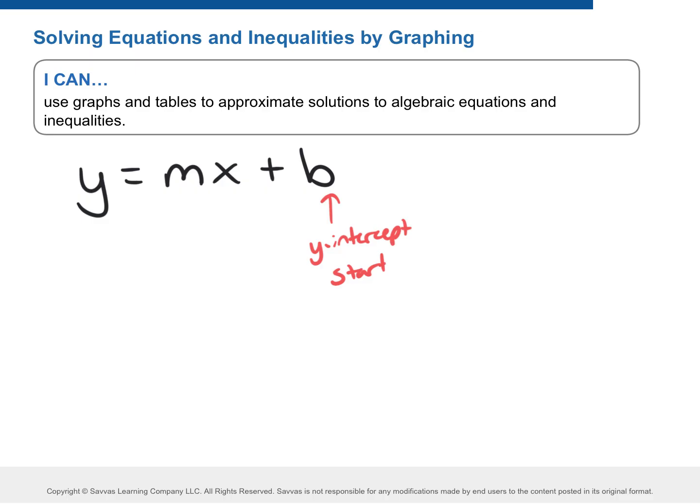And what helps us get the rest of the points? The m. What does this m stand for? The slope. Okay, so we practiced graphing lines yesterday. Today we're going to get into graphing absolute value functions and quadratic functions.